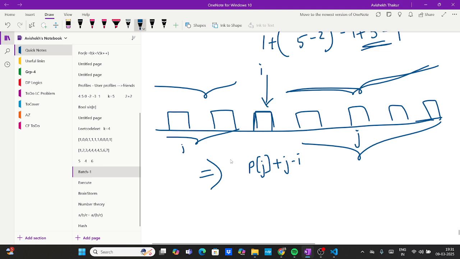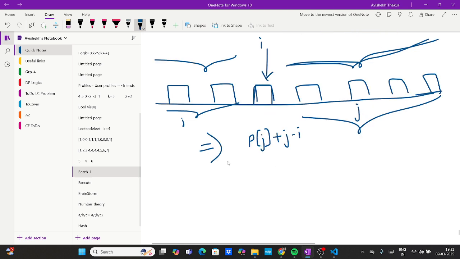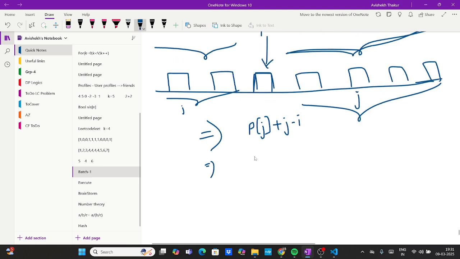What about this? If there is some j, what about this one? Can anyone tell this? P of j plus i minus j. Exactly. Correct. This is what, right?